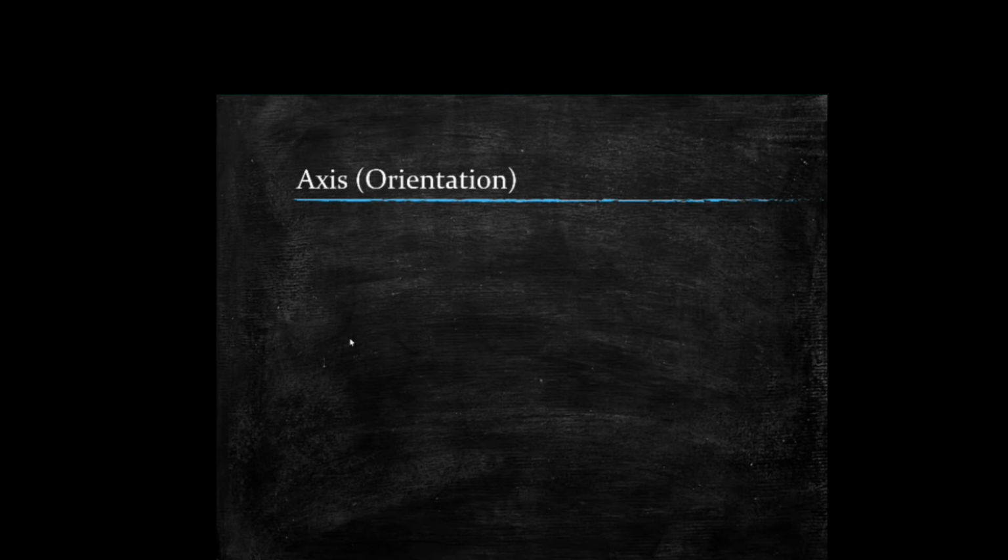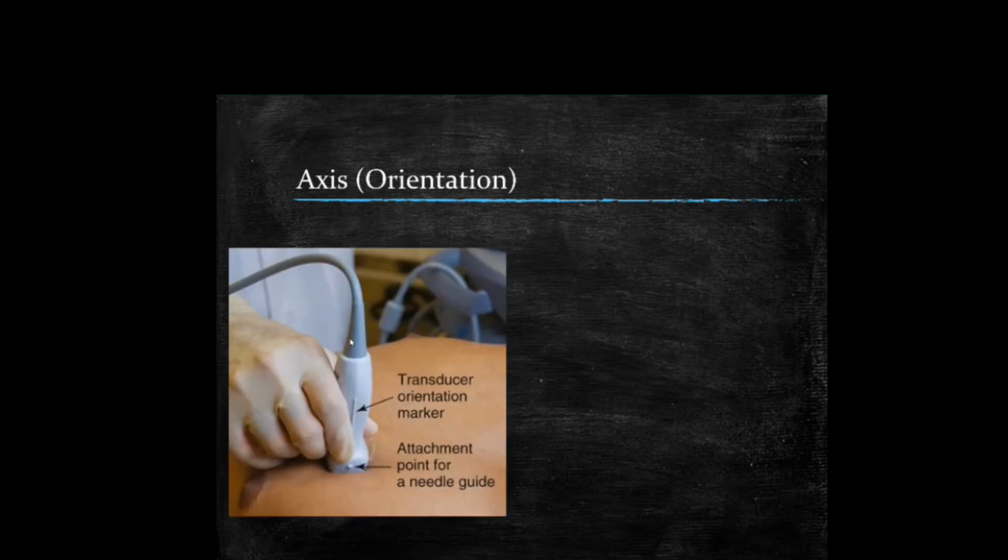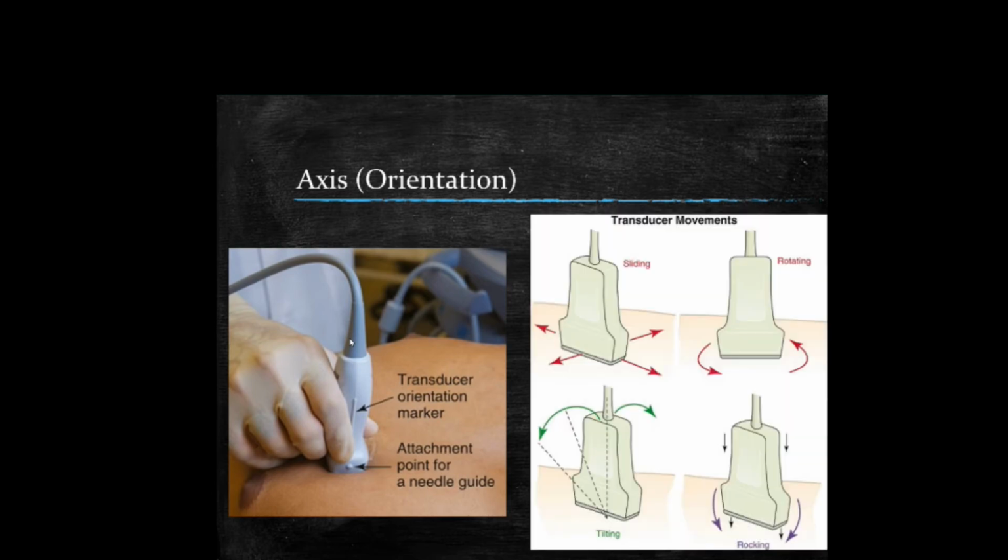Okay, axis orientation. What do I mean by that? So we want our structure to be appropriately aligned on the screen. So if we think about a parasternal long axis for the heart, that would mean something like the mitral valve is roughly in the middle third of the screen. You can see your aortic valve, and your LV is not foreshortened. For the lung, the pleural line is horizontal on the screen. You can see your rib shadows, and you can see A lines indicating that you're appropriately perpendicular to that structure.